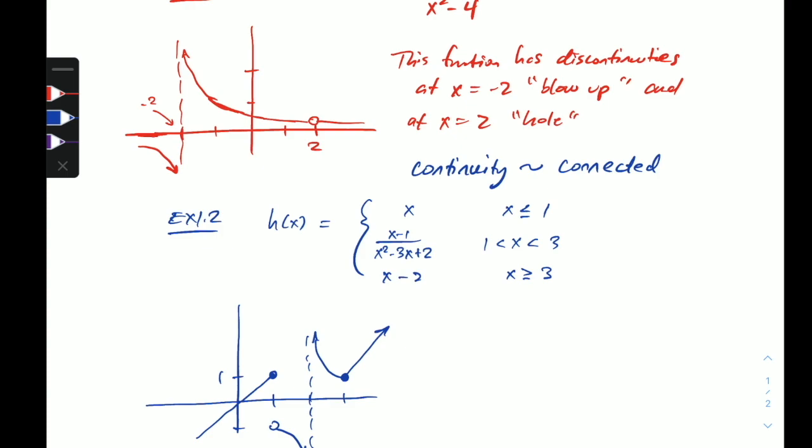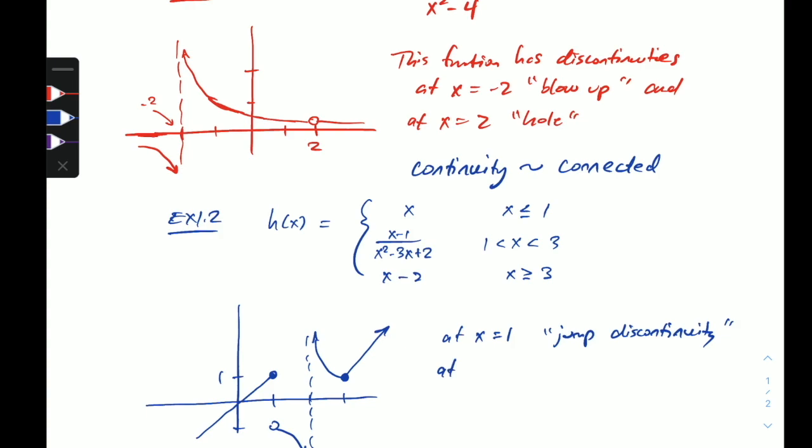Okay, so this function has two types of discontinuity, two places where the function is no longer connected. One is at x equals 1, and this is called a jump discontinuity. The reason it's discontinuous here, it's not continuous, is the limit does not exist at 1. Remember, that's one of the conditions.